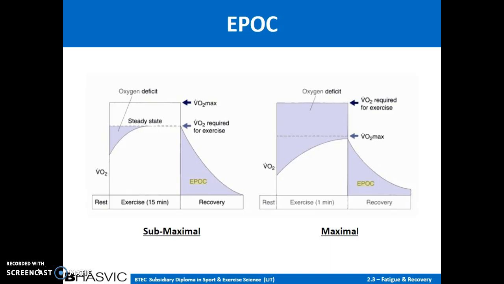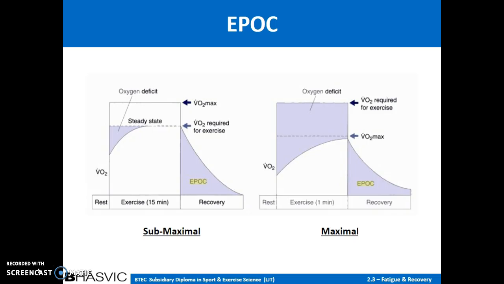So EPOC stands for excess post-exercise oxygen consumption and is shown in the graph on the screen in both submaximal and maximal exercise. EPOC is the amount of extra oxygen we consume compared to our resting levels, and this helps in our recovery as we are able to quickly use that extra oxygen to rid of waste products such as carbon dioxide and lactic acid.